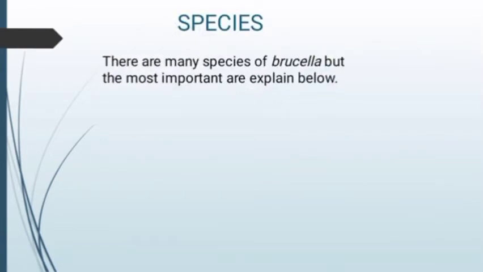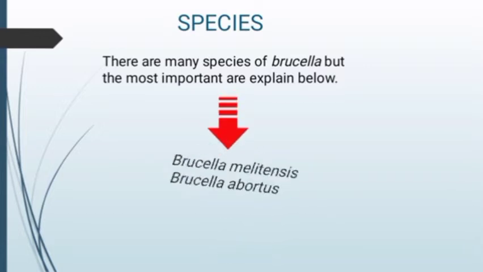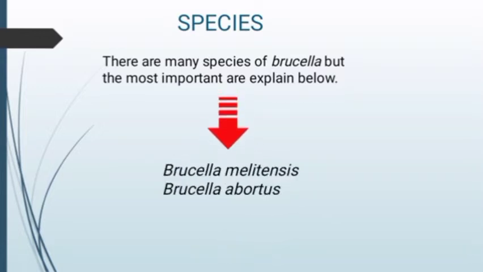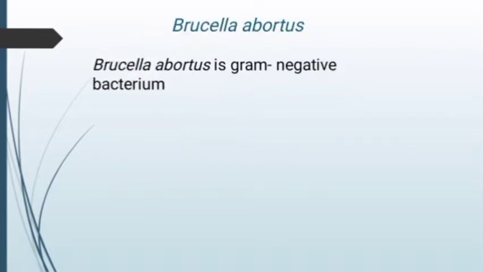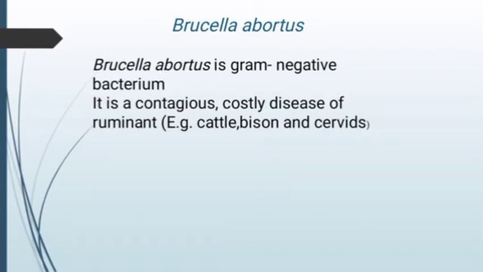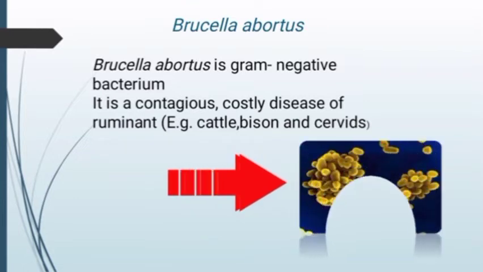Species. There are many species of Brucella, but the most important are explained below. Brucella melitensis, Brucella abortus. Now come towards Brucella abortus. Brucella abortus is a gram-negative bacterium. It is a contagious, costly disease of ruminants, for example, cattle, bison, and cervids. Here you can see that in the picture.